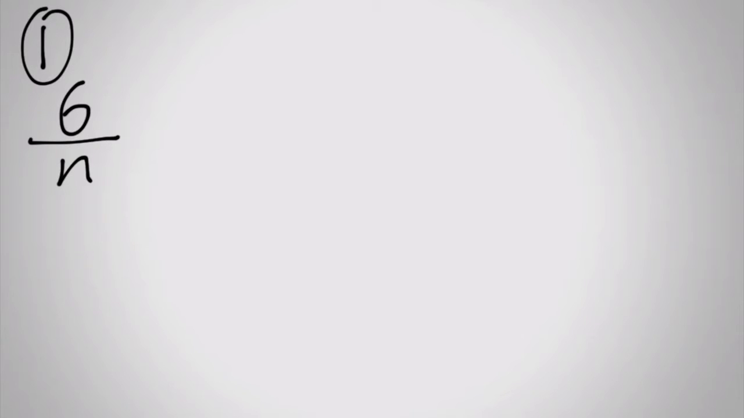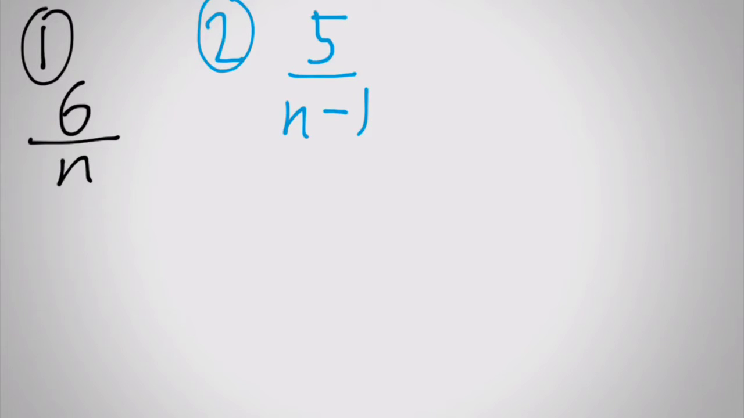What about sweet number 2? Well, the probability that this is also orange is the number of sweets that are orange left in the bag, which is now 5, divided by the total number of sweets in the bag, which is now n minus 1, because of course 1 sweet has been removed from the bag.